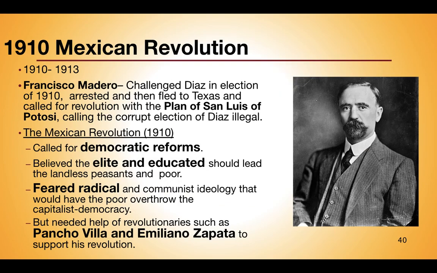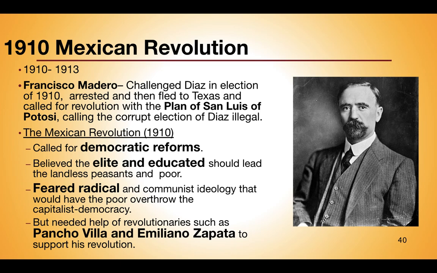But this will lead to the Mexican Revolution when Francisco Madero will challenge Diaz and release his Plan of San Luis Potosi, which really calls for more than anything democratic reforms. But he's very much just a liberal, moderate reformer. He believes the elite and the educated need to lead the way for the poor. He fears radicals. He's afraid that communist ideology will overthrow the capitalist democracy. He wants support from the U.S. from the north, so he's hoping to have a moderate path that the U.S. will support in this revolution.